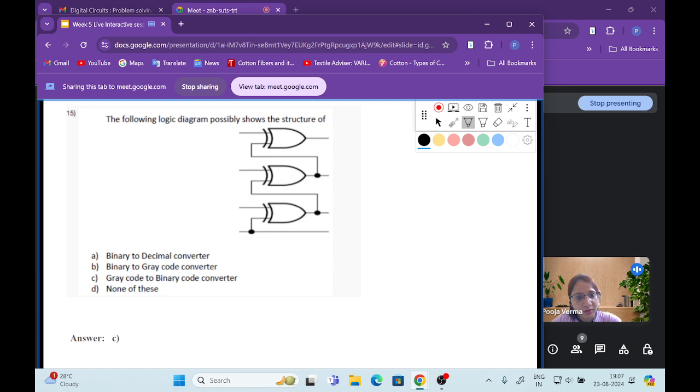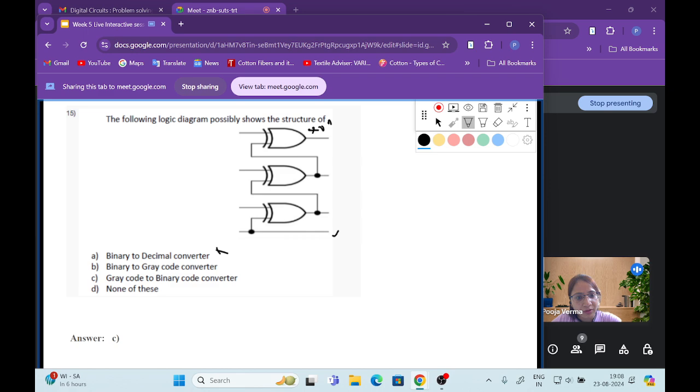Okay, moving to the next question. The following logic diagram possibly shows the structure of which converter? Option A is binary to decimal converter. Option B is binary to gray code converter. Option C is gray code to binary code converter, and option D is none of the above. In this structure we have XOR gates. We already know this is not a binary to decimal conversion, so this option is incorrect.